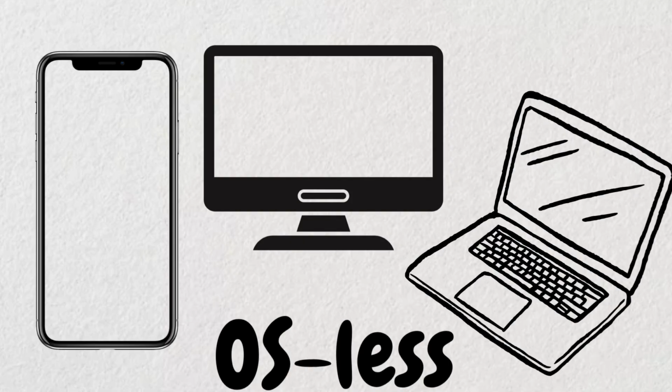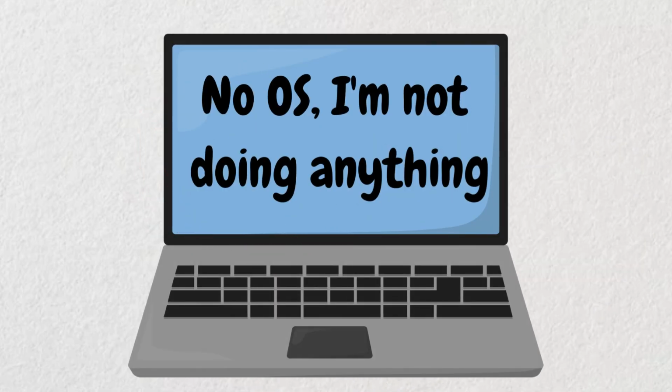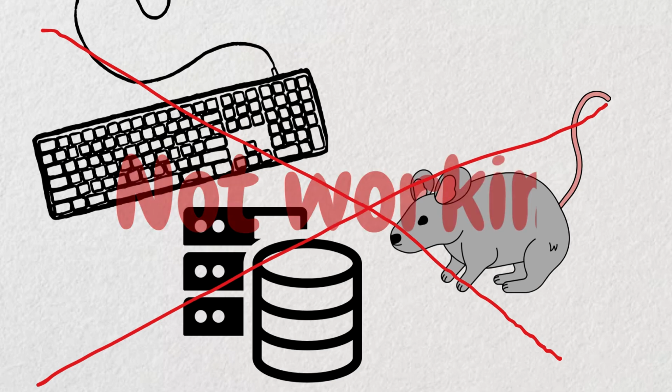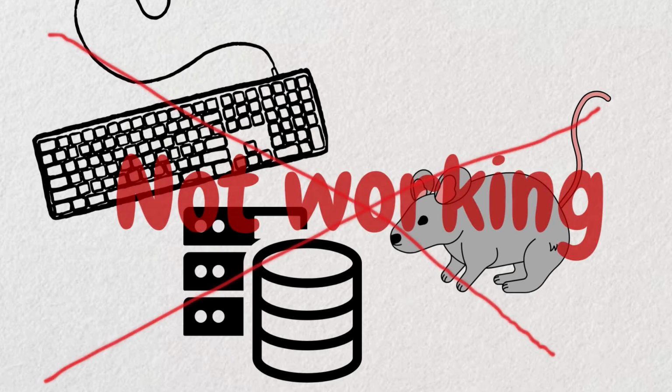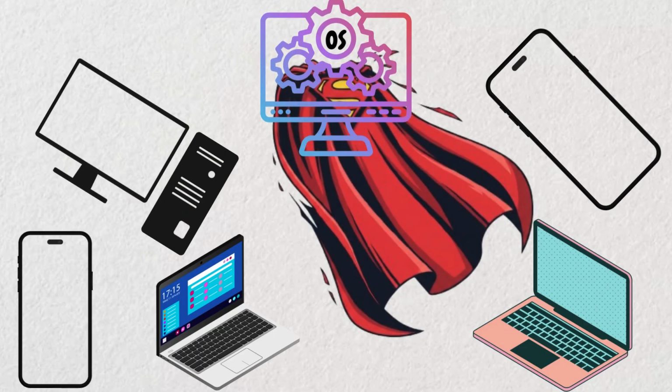Now imagine a device without an operating system. It can't run apps, can't manage hardware, and can't even show you a usable screen. The keyboard, the mouse, the storage, all the hardware has no one to coordinate it. In conclusion, operating systems aren't just background software. They're the hidden architects of our digital lives.